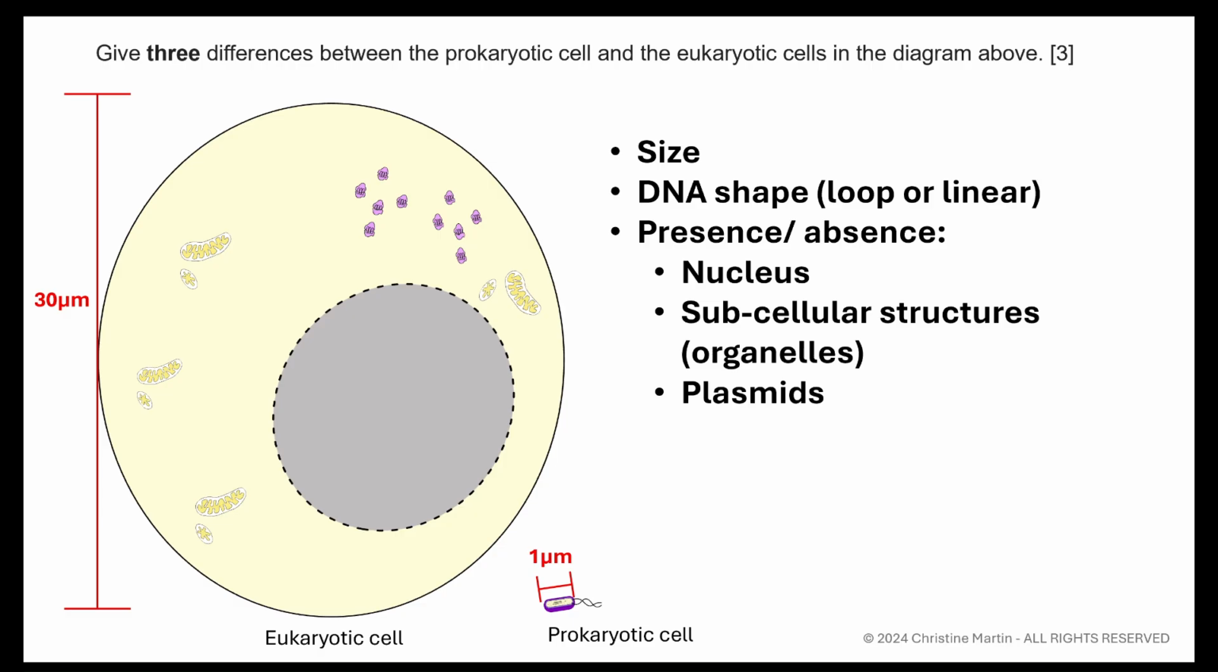And if they're comparing an animal cell to a prokaryotic cell, you would say the prokaryotic cell has a cell wall, but the eukaryotic cell, the animal cell, does not. If it was showing you a plant cell, you would say the prokaryotic cell has a cell wall that is not made up of cellulose, whereas the eukaryotic plant cell has a cell wall which is made up of cellulose.